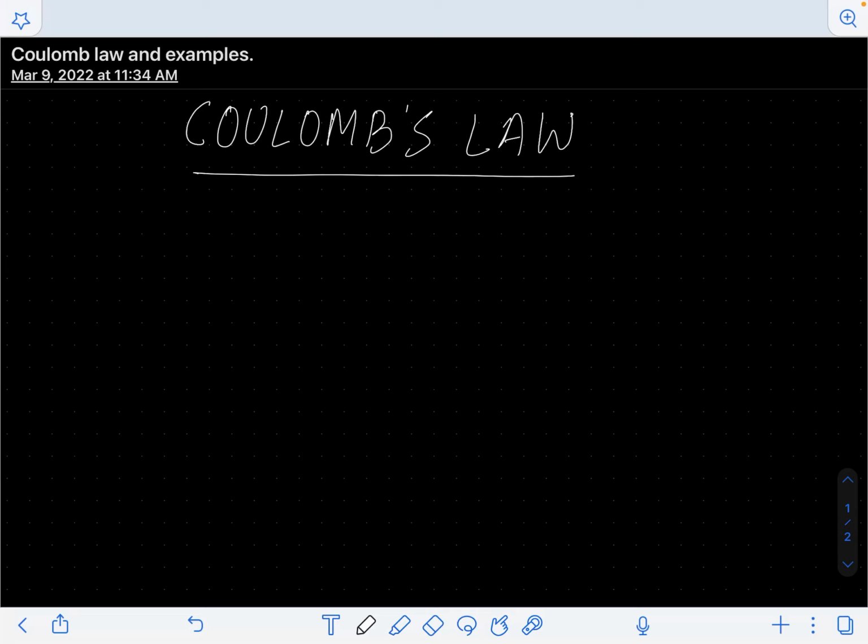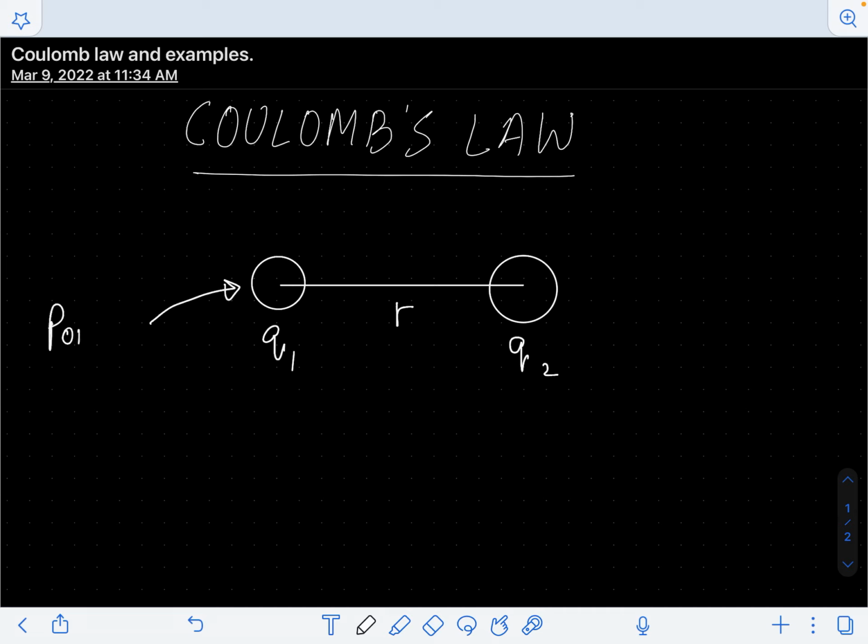Let's start. According to Coulomb's law, from the experiment analysis, he concluded that if there are 2 point charges, I am drawing these 2 point charges. Let us say this is Q1 and this is Q2, and from center to center there is a distance r between the two charges, and these charges are considered point charges.